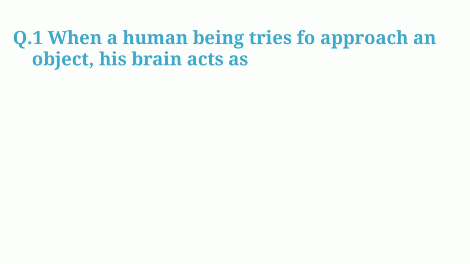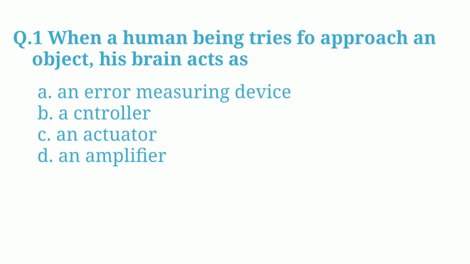Question 1. When a human being tries to approach an object, his brain acts as A. An error measuring device, B. A controller, C. An actuator, D. An amplifier. And the answer is A. Controller.